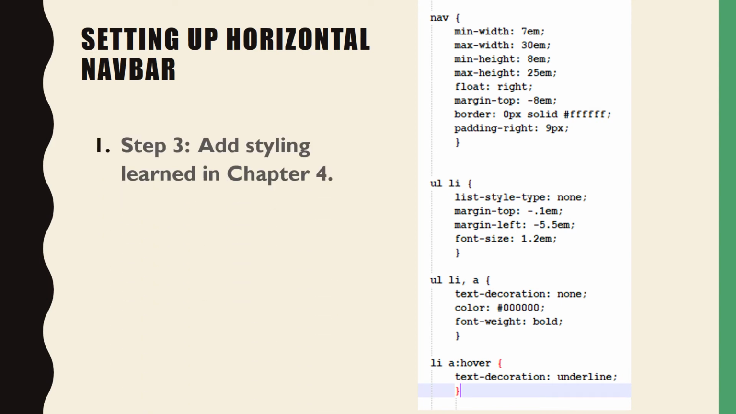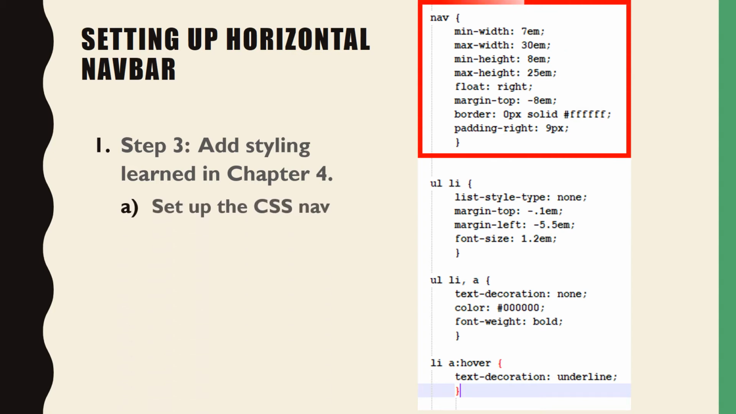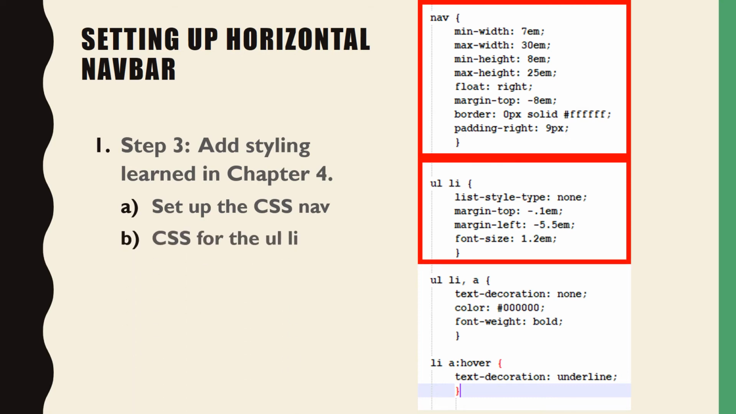Step 3. We are now going to add the styling that we learned in Chapter 4. We will set up the CSS nav with the width and the heights. We will float it. We'll add the margin top, border, etc., whatever you use for your nav bars. Secondly, we will set up the UL LI CSS.